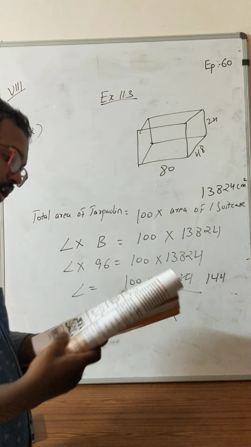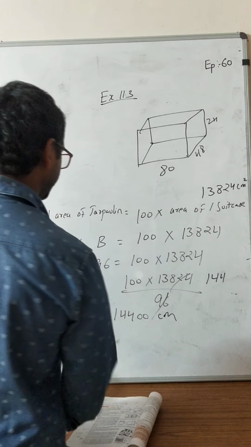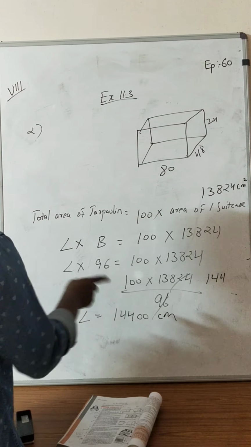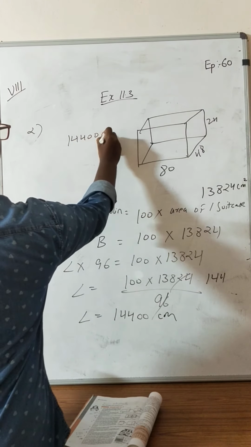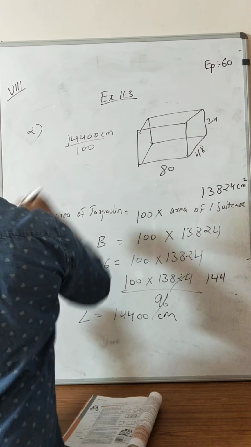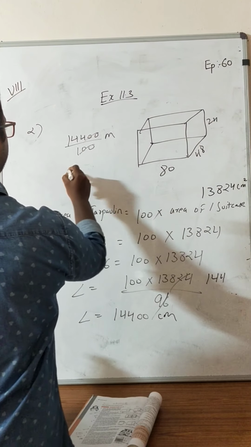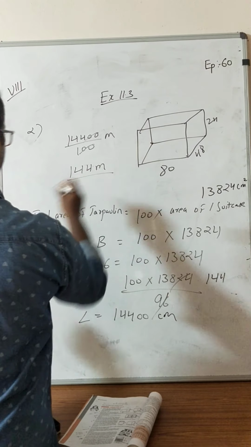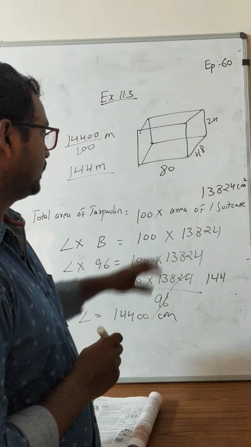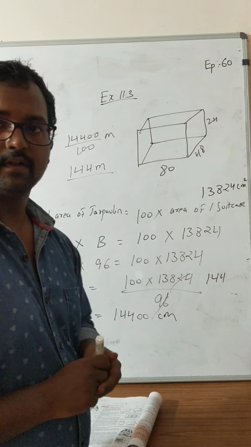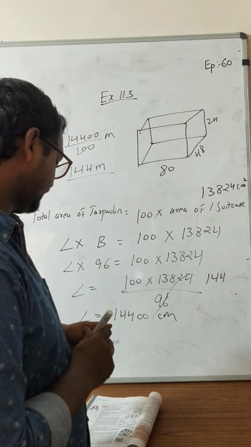But in the question it is asked how many meters. We are getting it in centimeters, so we have to convert centimeter to meter. To convert centimeter to meter, we have to divide by 100. So these two zeros will go, and the final answer is 144 meters of tarpaulin are required to cover 100 suitcases. Okay, so with this we are done with the second question.